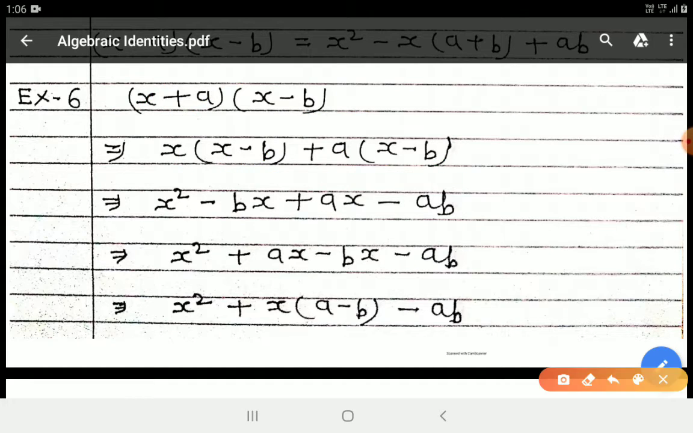So again see here, what is common? x is common. But we will not take the minus common because in both terms there is no minus. So you can write ax minus bx also. Just we are shifting the term. The ax we are writing first and minus bx we are writing later. Now take x common. So what remains? It is a minus b. So this is the solution of the identity (x + a)(x - b).